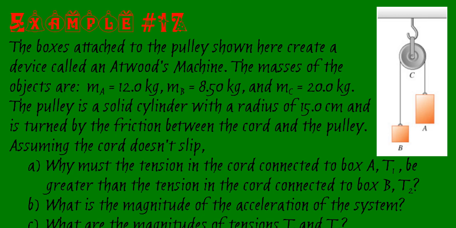This example problem uses Newton's second law for rotation to determine the acceleration and the tension in the string of an Atwood's machine. We're given the masses, and we're told that the pulley is a solid cylinder, and we're given its radius. We're going to look for three things. We're going to look for the two tensions and the acceleration.